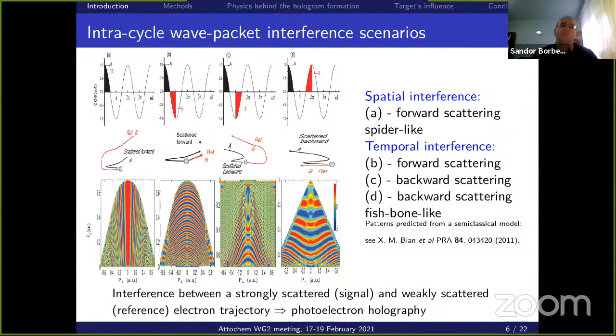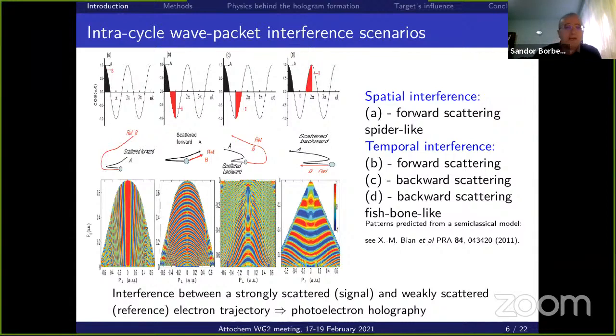Basically, if you want to see wave packet interference, you need at least two distinct wave packets which can be coherently added in the detector, and which may lead to some very interesting interference effects. In the context of an external laser field, you can define several interference scenarios depending on the relative birth time of the two interfering wave packets.